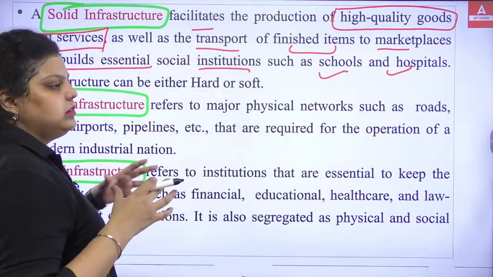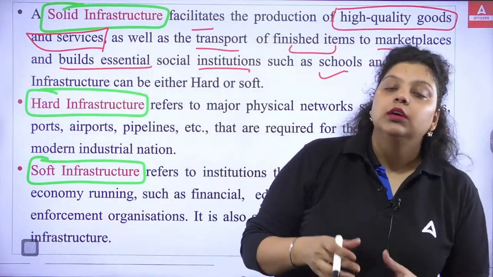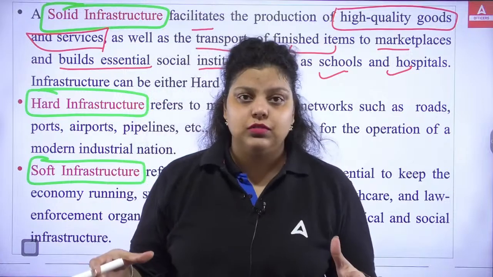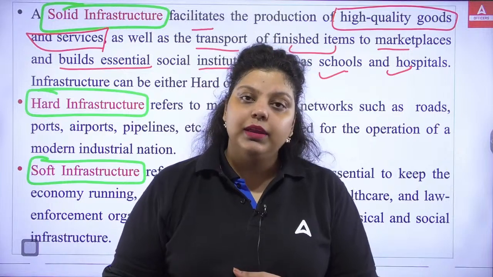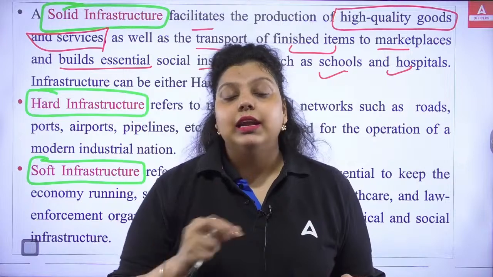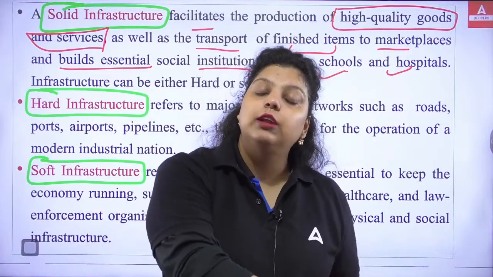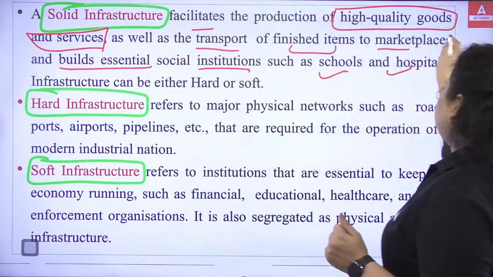So this is what solid infrastructure is, a kind of infrastructure which helps us to produce better quality goods and services. You have machineries, you have plants of the industries. They are helping us to produce more goods and services with quality. Second, they are also providing you the transportation services so that you can make those goods available for the end user. Now, what is a marketplace?